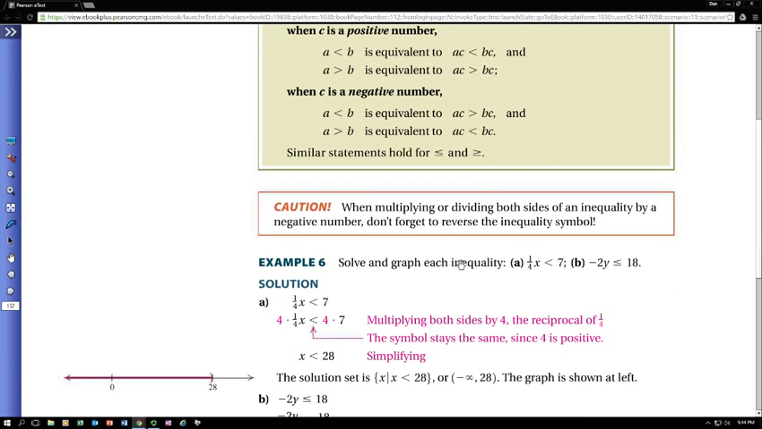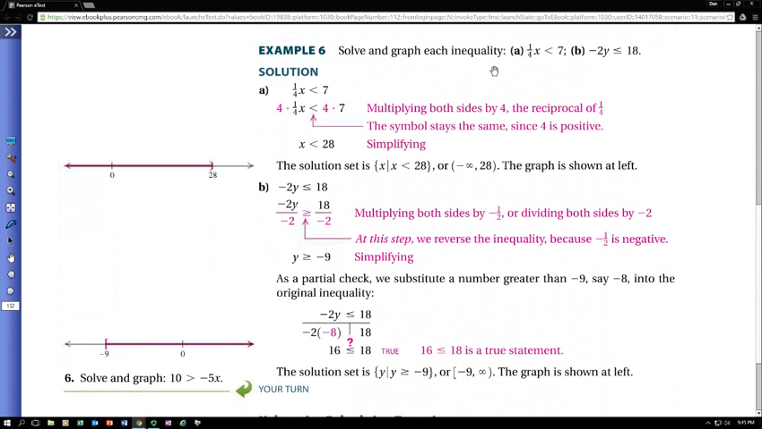This is a caution here, multiplying or dividing both sides of an inequality by a negative number. Do not forget to reverse the inequality symbol. There are a lot of mistakes that happen around that. So these examples are just basically using the multiplication principle to solve these inequalities. So when I have 1/4 x is less than 7, I want this 1/4 times x to change into 1 times x, the identity of multiplication. How do I do that? I use the reciprocal to change that multiplication into a multiplication of 1.